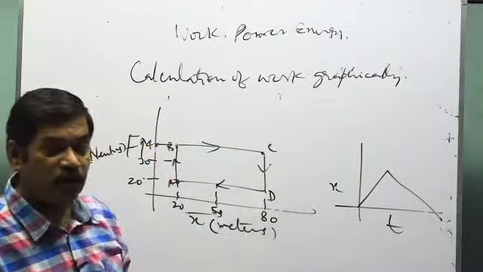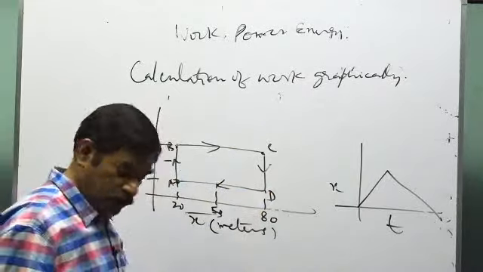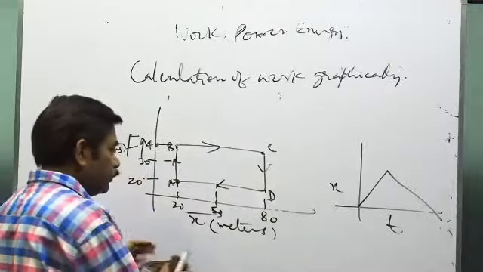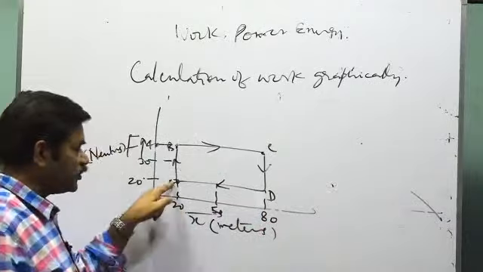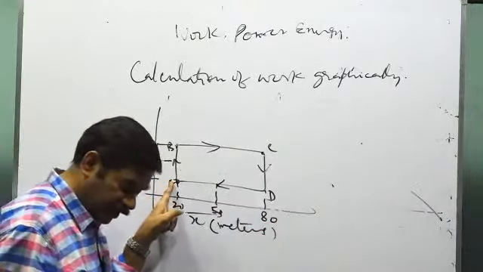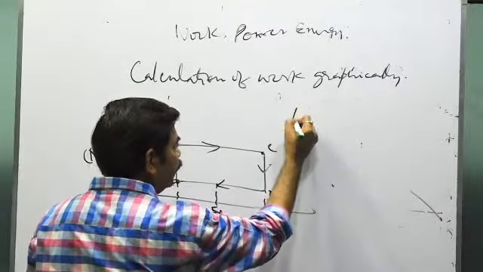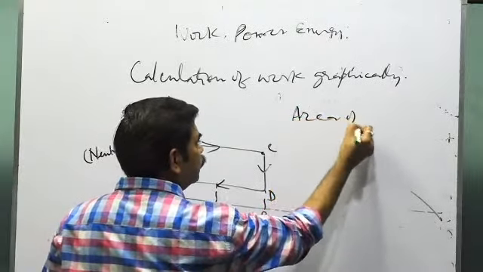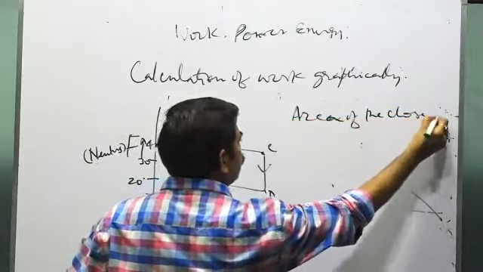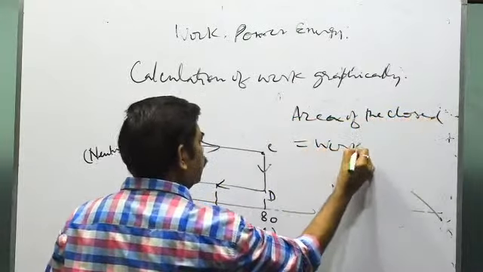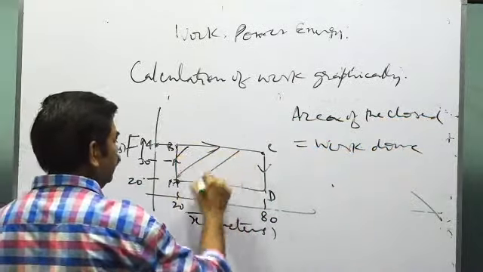It was not the actual motion. Now see, the concept is what? What you remember? The concept is that when the path is closed, meaning from where we started the graph we end at the same point, in that case the area of the closed path equals the work done. So what you have to calculate is the area of the closed path, meaning this area.